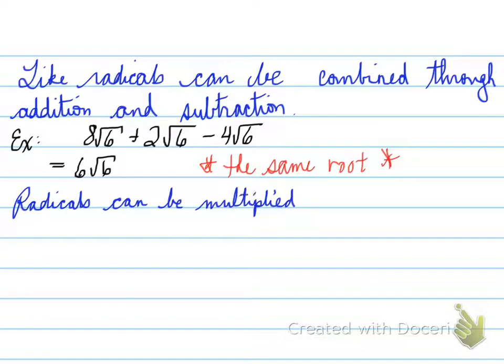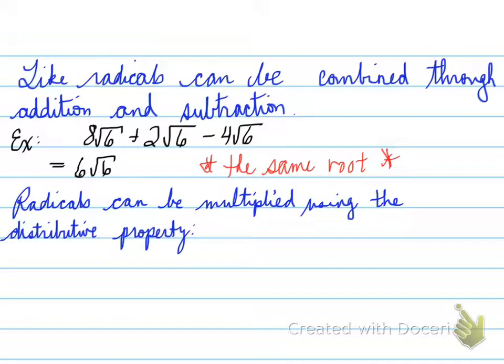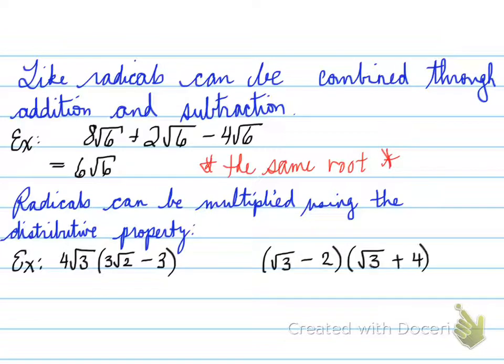Now radicals can be multiplied using the distributive property. And how we do that, let's look at some examples. 4 root 3, for example, times a set of brackets as such. When we expand this, we take the 4 root 3 and we distribute it to each piece on the inside. So 4 root 3 is going to be multiplied to 3 root 2, and that gives us 12 root 6. And 4 root 3 gets multiplied to negative 3, and that gives us negative 12 root 3.